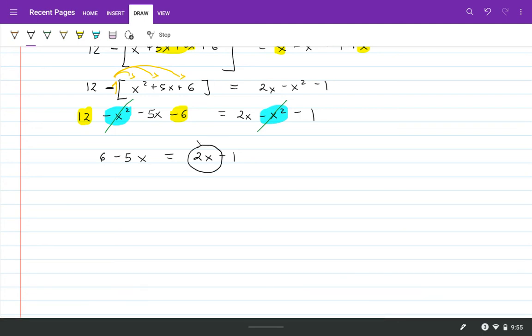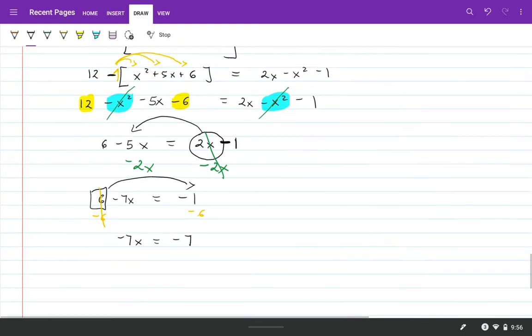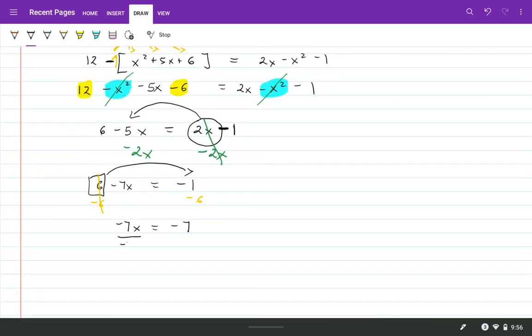We're going to bring x's to the left side of the equation. You see positive 2x, so use the opposite. So subtract 2x from both sides. We're having 6 minus 7x equal negative 1, because that negative belongs to 1. Next, we're going to move 6 to the right side of the equation. You see positive 6, so use the opposite, which is negative 6. That will cancel. We end up with negative 7x equal negative 7. In the last step, we're going to divide both sides by negative 7. And we end up with x equal 1, which is the solution.